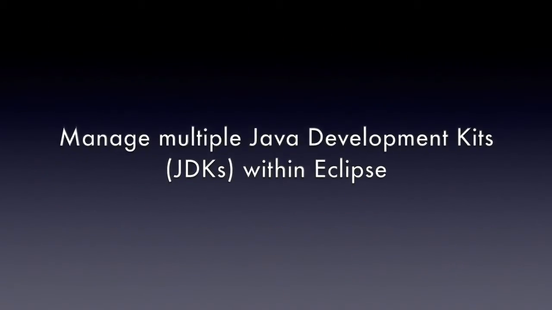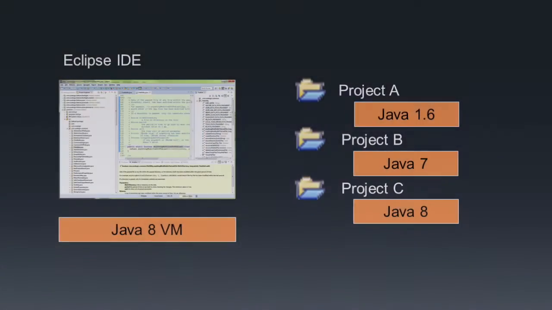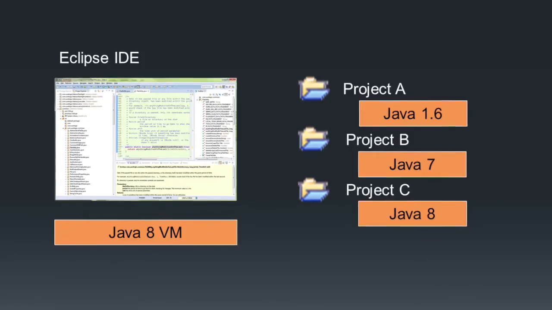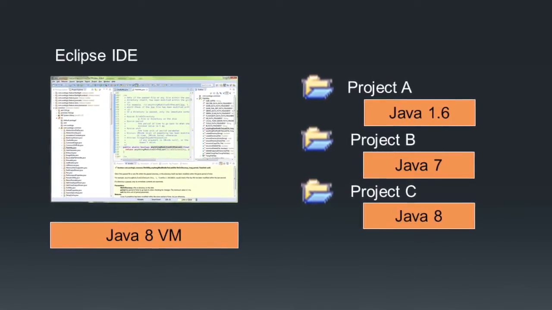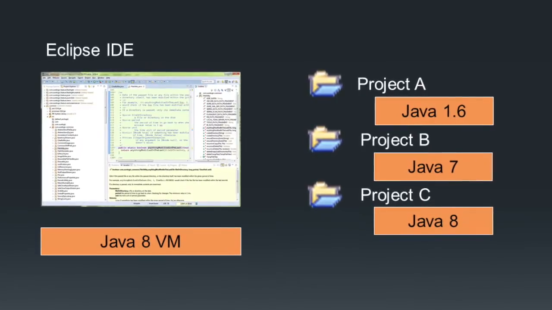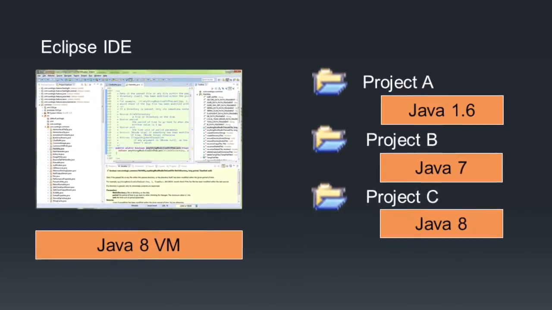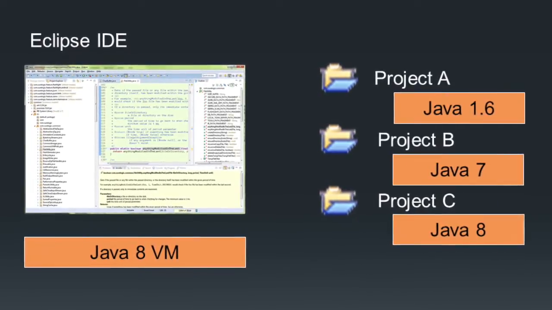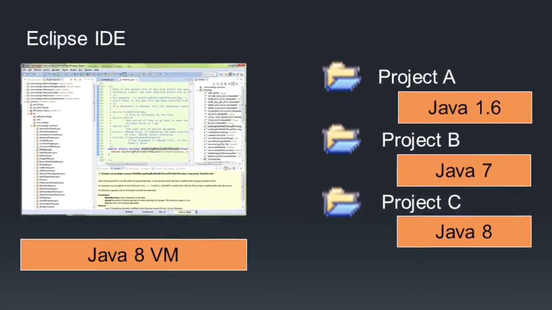This video describes how to manage multiple JDKs within Eclipse. Eclipse runs on Java and is used to develop Java, but you are not required to use the same versions of Java for these two purposes. Every project in Eclipse can use a different version of Java than the IDE is running on. In this video, we'll sort this all out and show an example of installing three versions of Java and using them all in Eclipse.